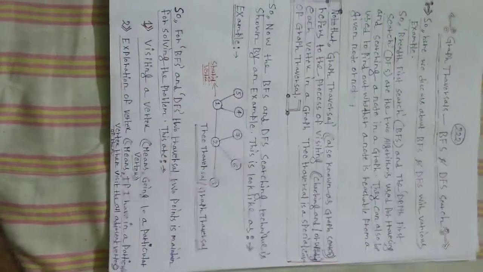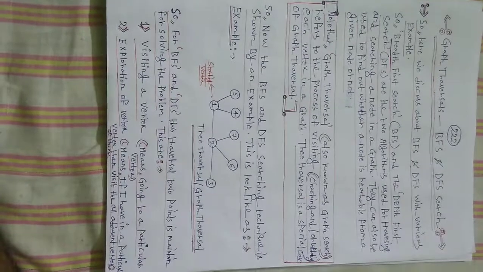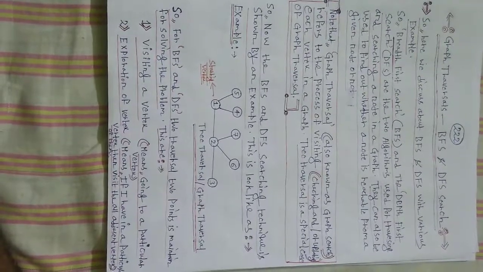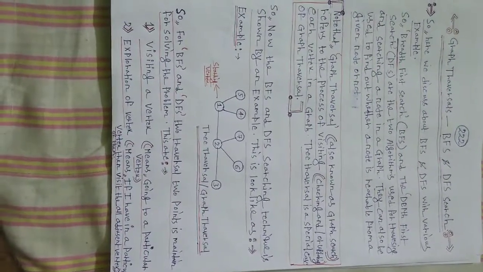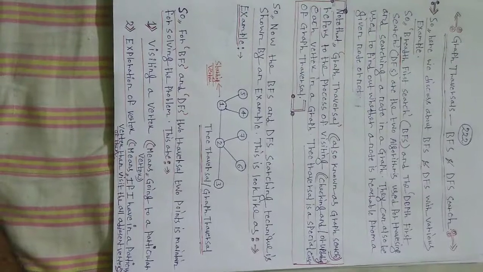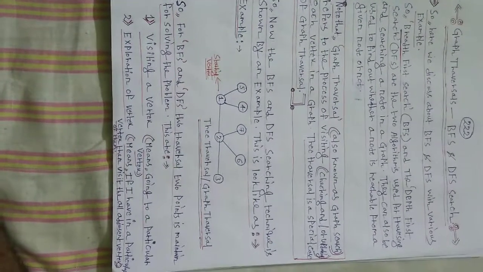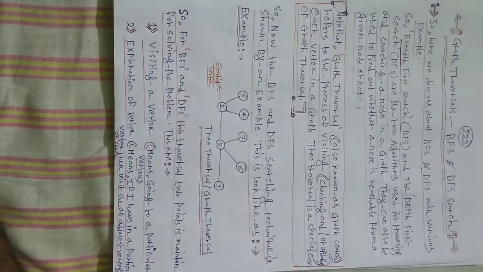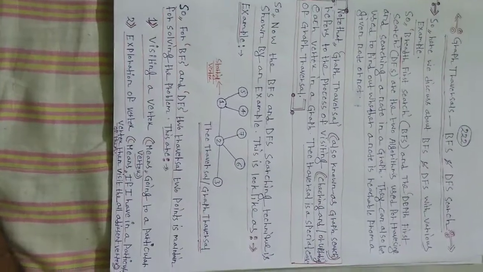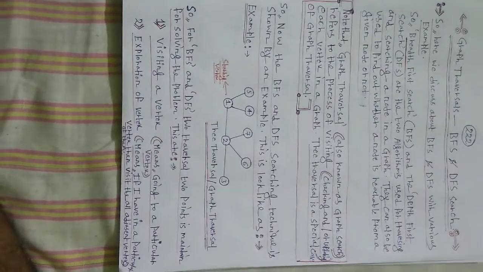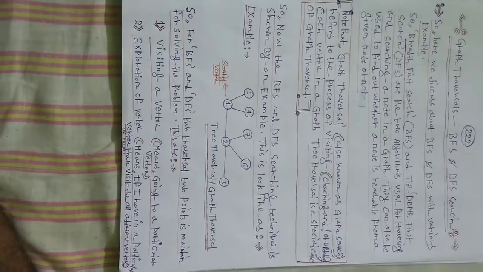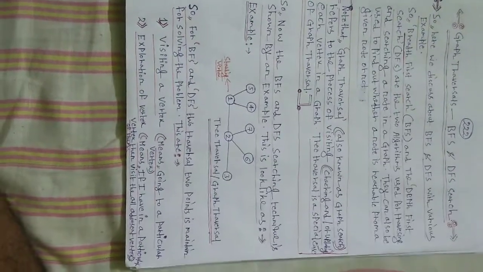Note that graph traversal, also known as graph search, refers to the process of visiting, checking, or we can call it updating, each vertex in a graph. Tree traversal is a special case of graph traversal. Now the BFS and DFS searching techniques are shown by an example. It looks like this.